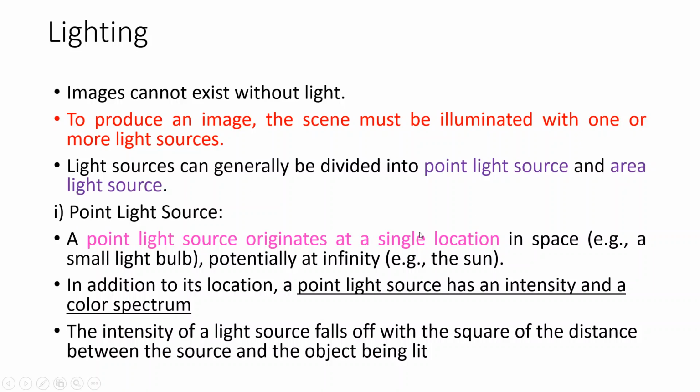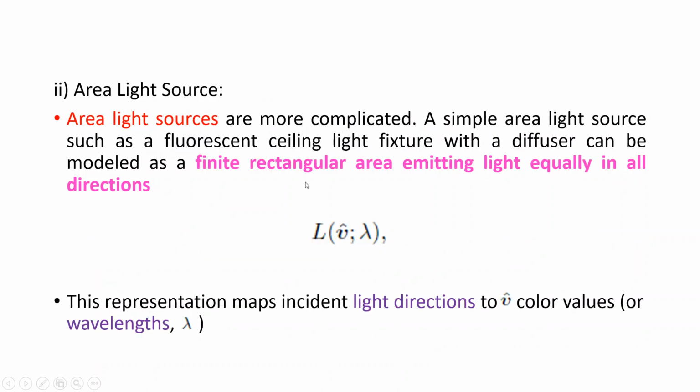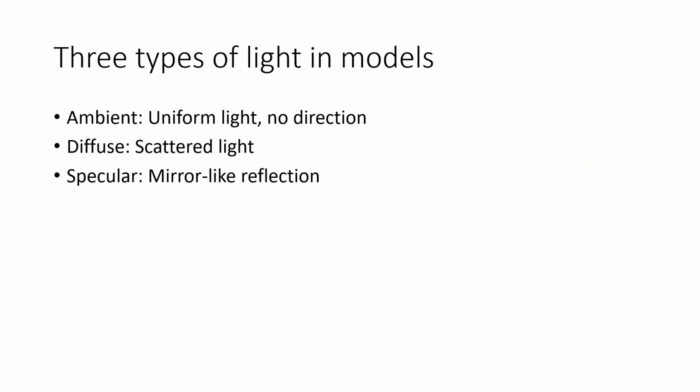So the point light source is a single location. Here it will have multiple directions of light. So we are representing the light in the form of light direction as well as wavelength. Light direction is represented by the d vector, and lambda represents the wavelength of the light. Three types of light are ambient, diffuse, and specular. Ambient light is a uniform light, diffuse is scattered light, and specular is a mirror-like reflection.